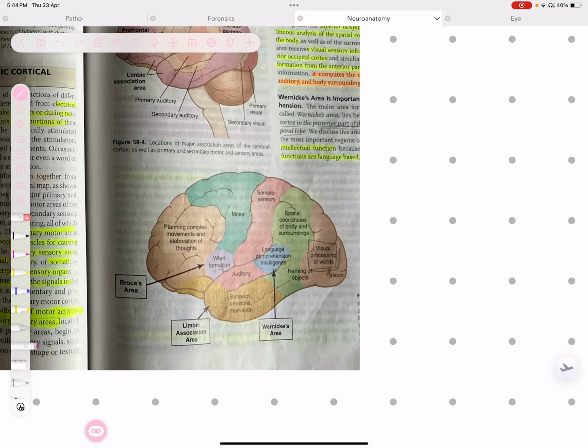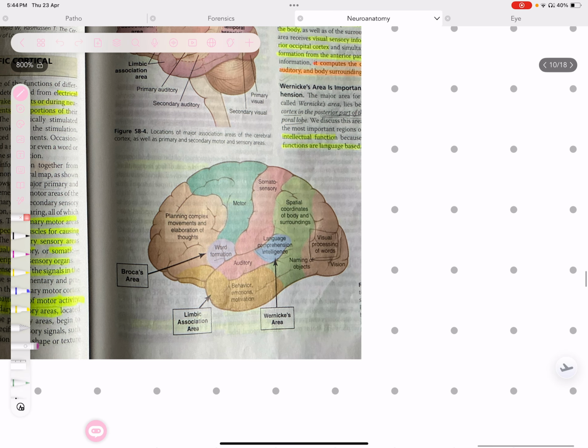Now what does this do? This one is for language comprehension, but this is for word formation. For example, if you want to utter something, let's say I have this mini Smarties box in front of me and I want to say Smarties. All of that laryngeal movement, mouth movement, palate and tongue movement will be controlled by word formation. So if a person's Broca's area is damaged, the person won't be able to speak, right? He'll have Broca's aphasia, where the person cannot speak.